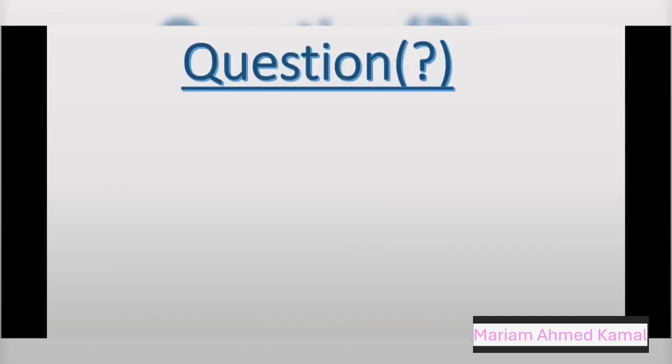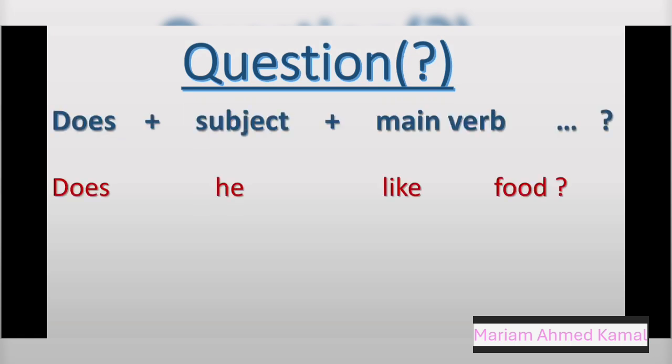Okay, question. What about question? So we got to know what's the meaning of negative. It means not. Question, it means to ask somebody. Okay, how are you going to form a question in present simple? Using the same helpers, but we're going to put it at the beginning of the question, do or does. So does plus the subject pronoun plus the rest of the sentence. Does he like food? Okay, this is a question in present simple.